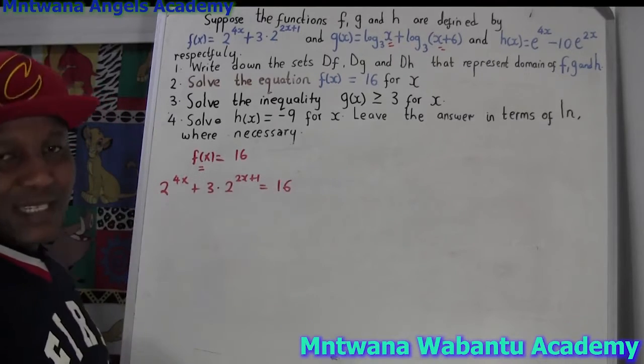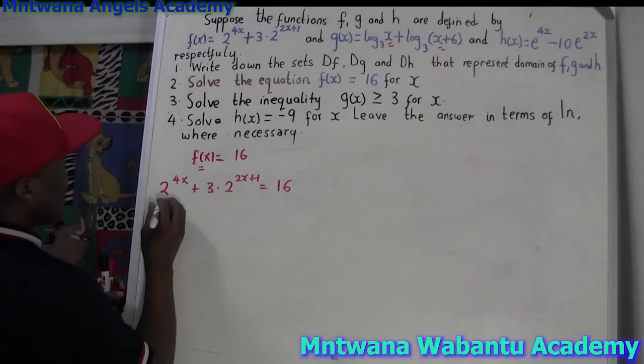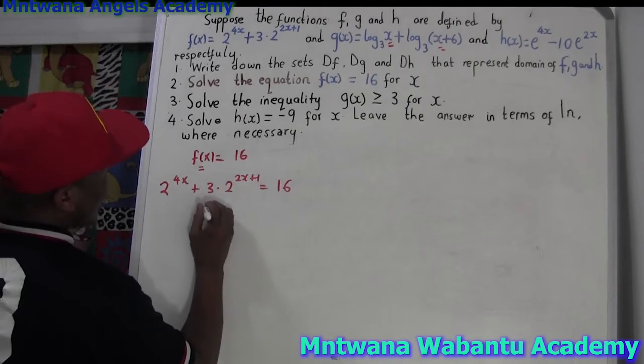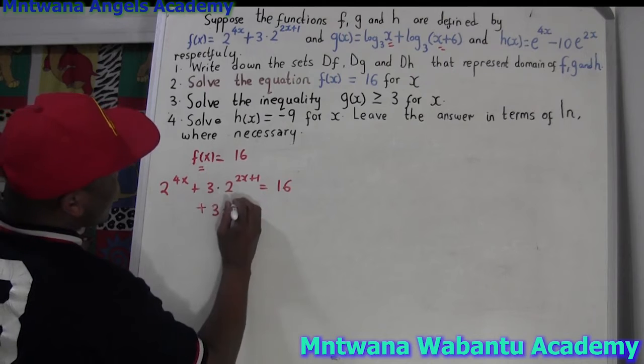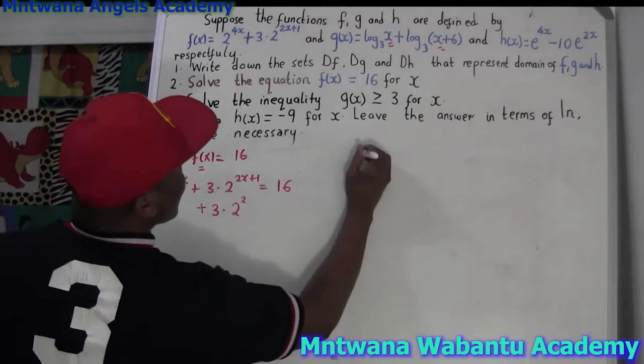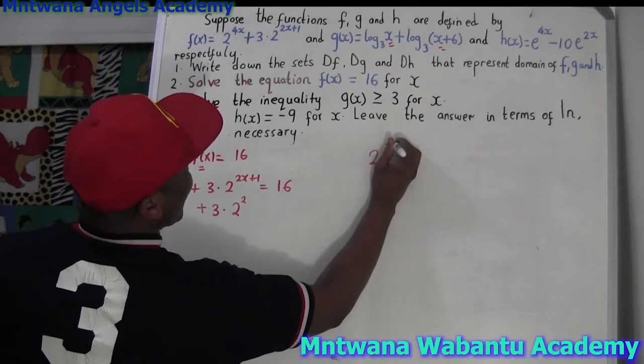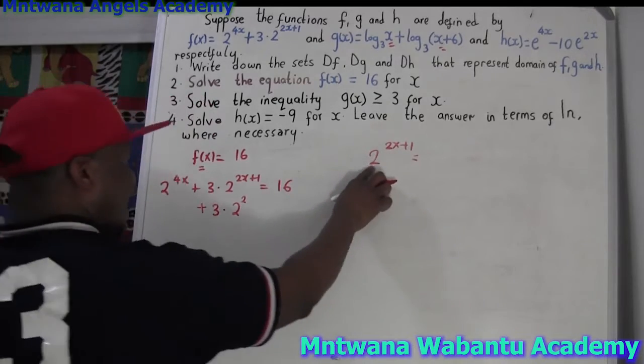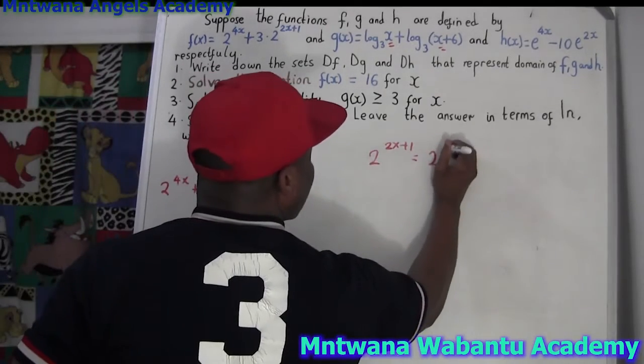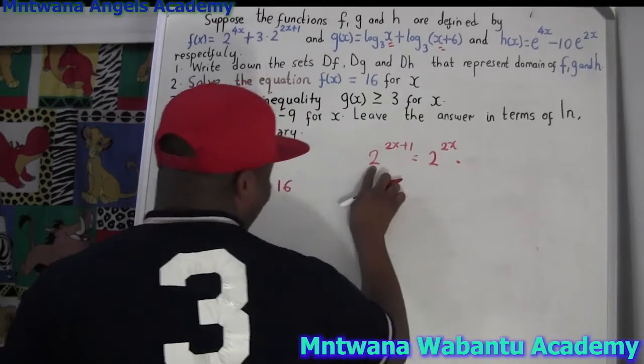But this is quadratic. I'm going to show you how. Look, so what I'm going to do, I'll say this is, let me say 3. And this is going to be 2 power 2, because from mathematical rule, if I have a 2x plus 1, I can say this power multiplied by this power.